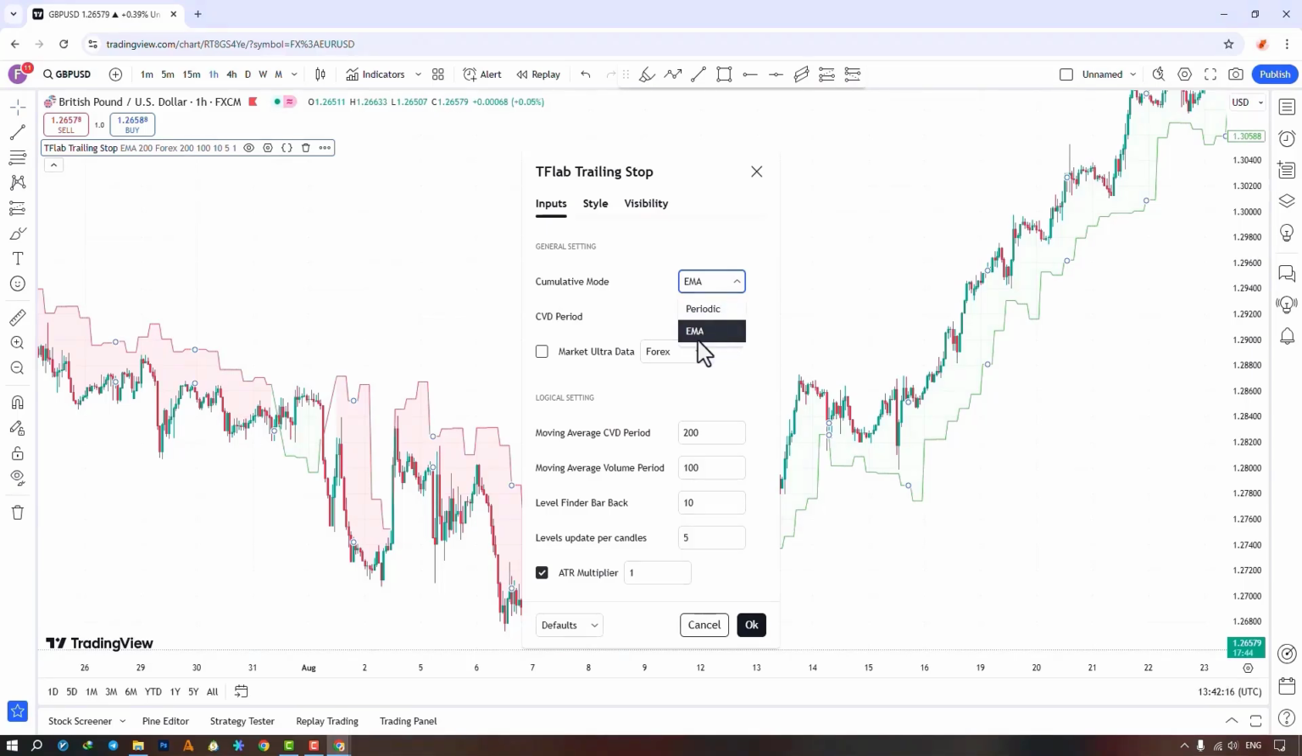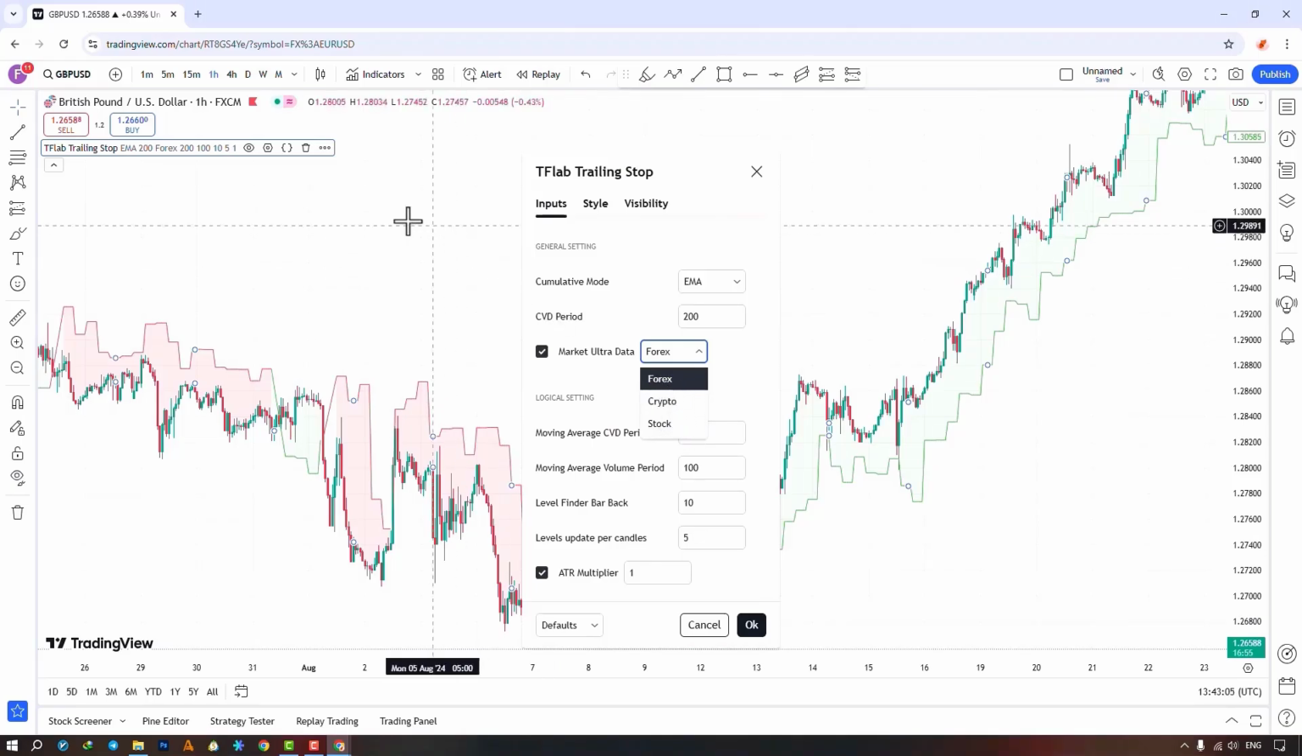Next, select the market: Forex, crypto, or stocks. For example, on the JPY-USD pair, it selects the Forex market. Based on your selection, it considers 26 brokers and shows their trading volumes. For more accurate calculations, enable this option.